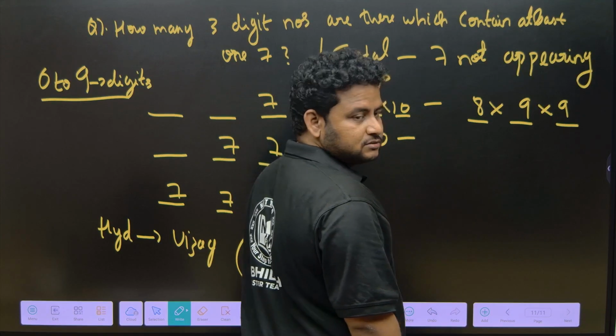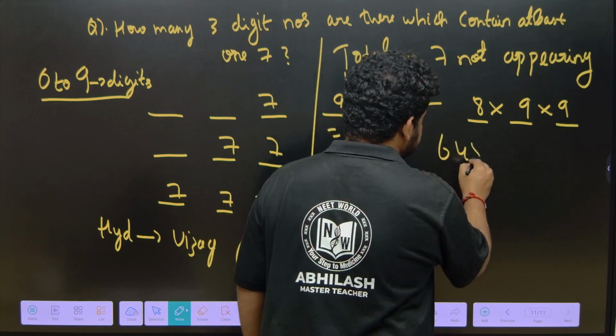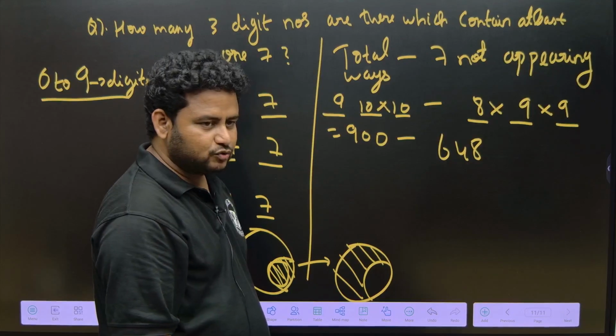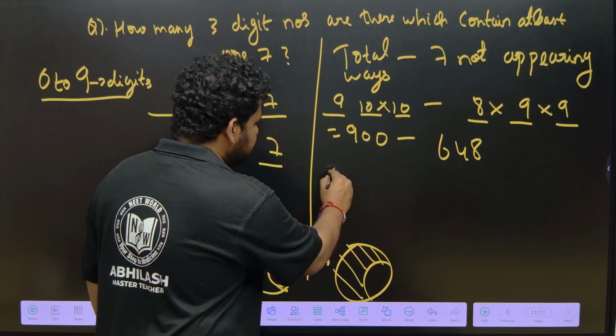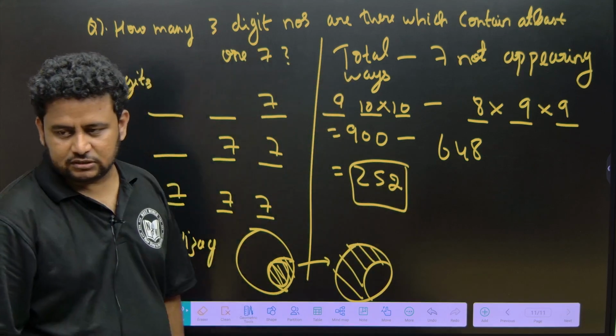720 minus 72. So that will be 648. Okay. 900 minus 648: 900 minus 700 is 200, 200 plus 52 is 252. The answer is 252. That's all. Got it?